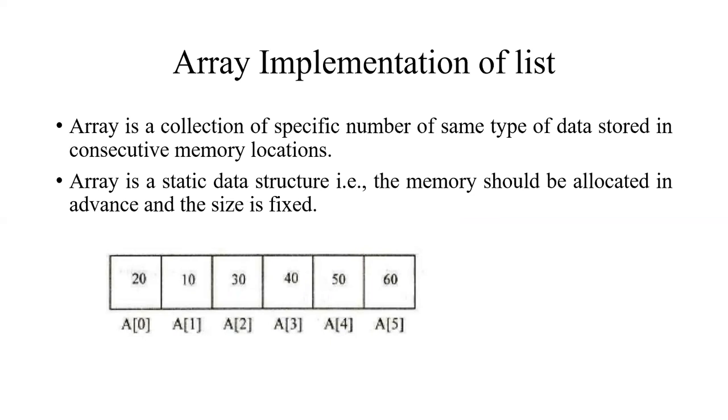Array means it is a collection of specific number of same type of data stored in consecutive memory locations. Array is a static data structure. That is, the memory should be allocated in advance and the size is going to be fixed. Now let us see the example of array. So the array size is going to be 6, and we are going to store 6 data over here. And these 6 data are going to be stored in the consecutive memory space. So A of 0 contains 20, A of 1 is going to be 10, A of 2 is going to be 30, A of 3 is 40, A of 4 is 50, A of 5 is 60.